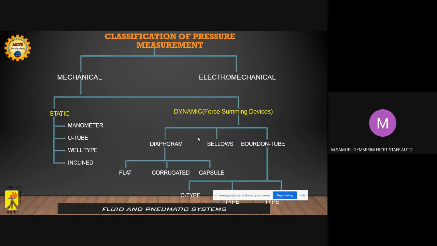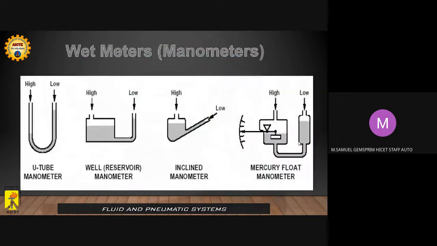But the commonly and widely used type for dynamic pressure conditions is the Bourdon type pressure measurement device. In this case, we have the C type, helical type, or spiral type of Bourdon tube. Bourdon tubes are of three different types: C type, helical type, and spiral type. First, let us discuss the manometers.